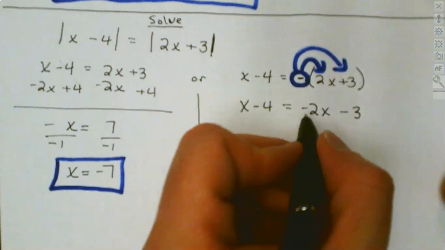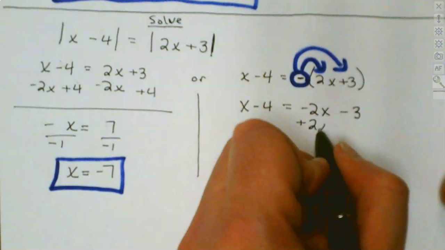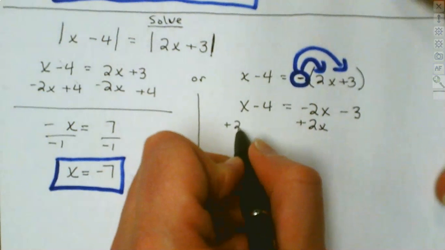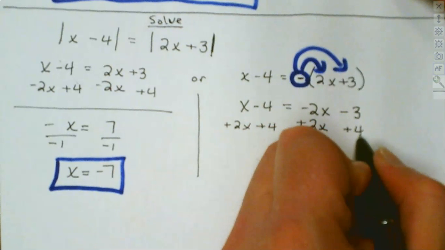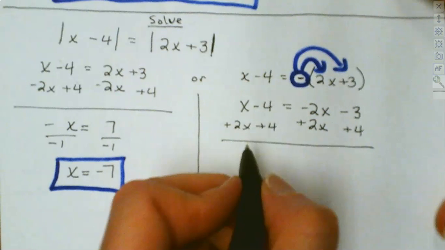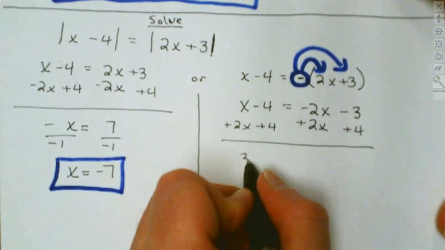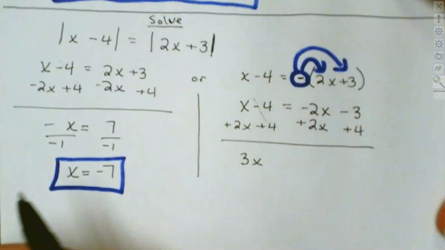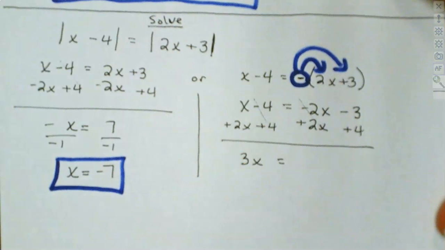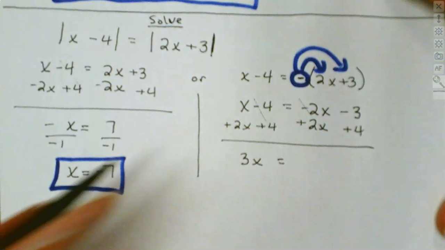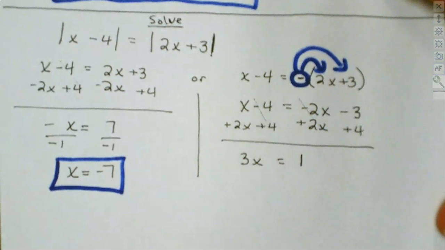So we just move things around again. So we add our 2x and we add our 4. X and a 2x makes it 3x. 4's cancel. 2x's cancel. And minus 3 plus 4 leaves you with a 1.